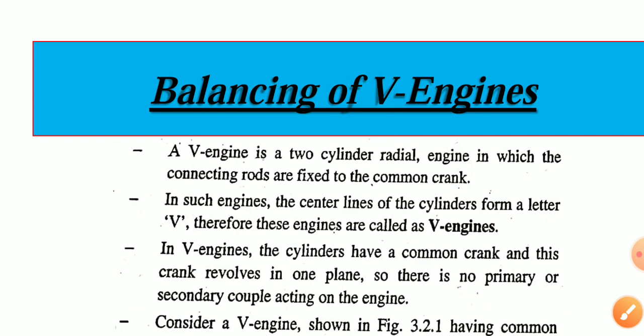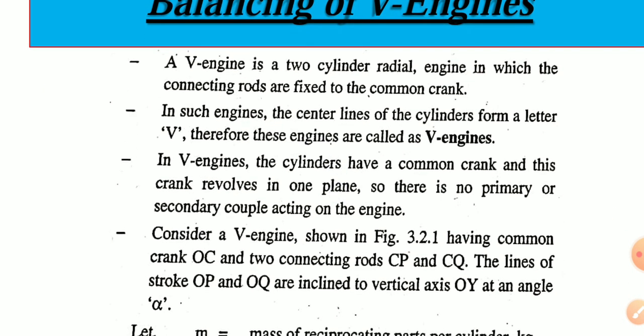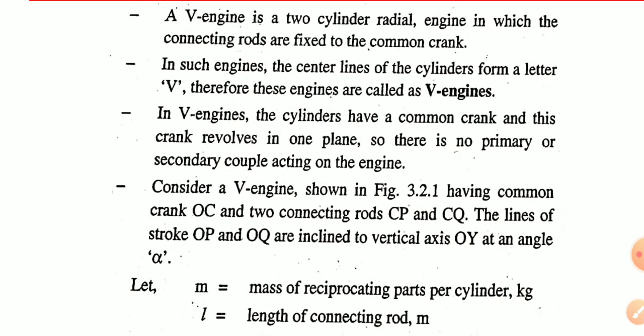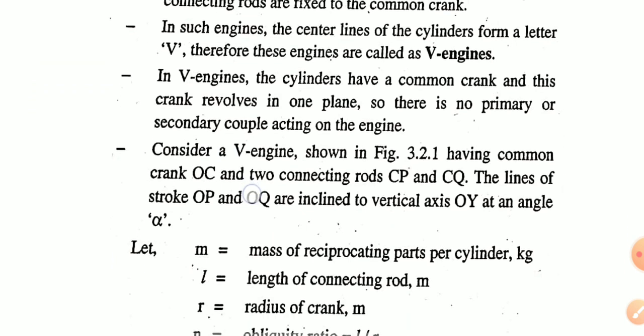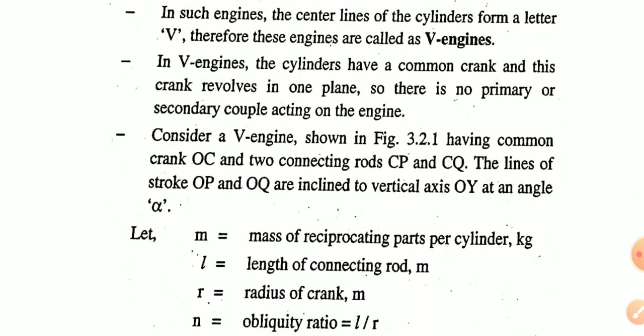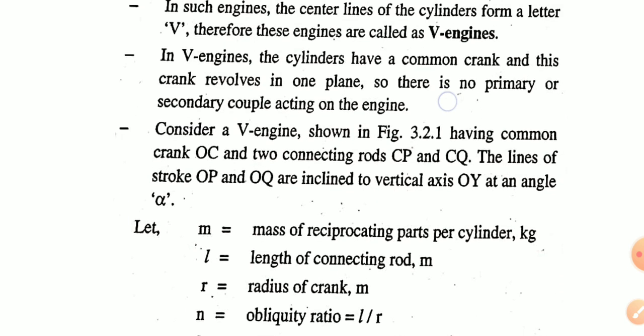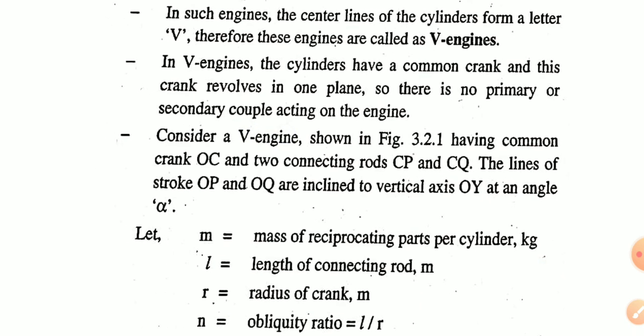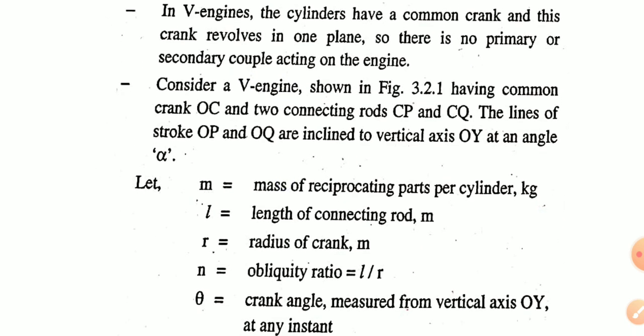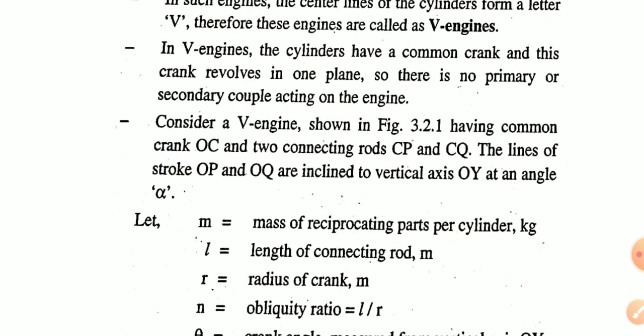In such an engine, the center lines of the cylinders form a letter V, that's why it is called a V engine. In a V engine, the cylinders have a common crank, and this crank revolves in one plane. They have one single common crank, so there is no primary or secondary couple acting on the engine. There is no couple acting, only primary and secondary forces act because they are in the same plane.